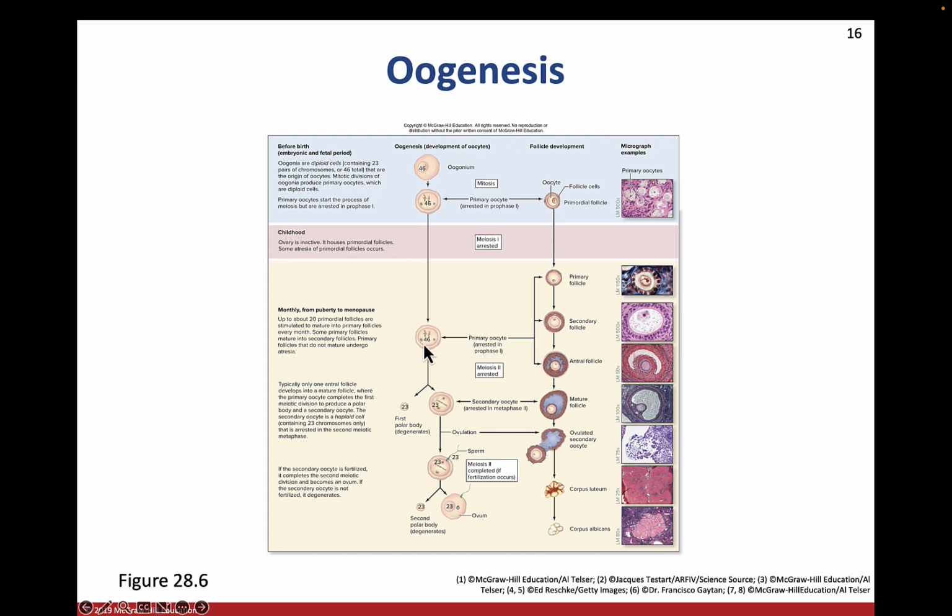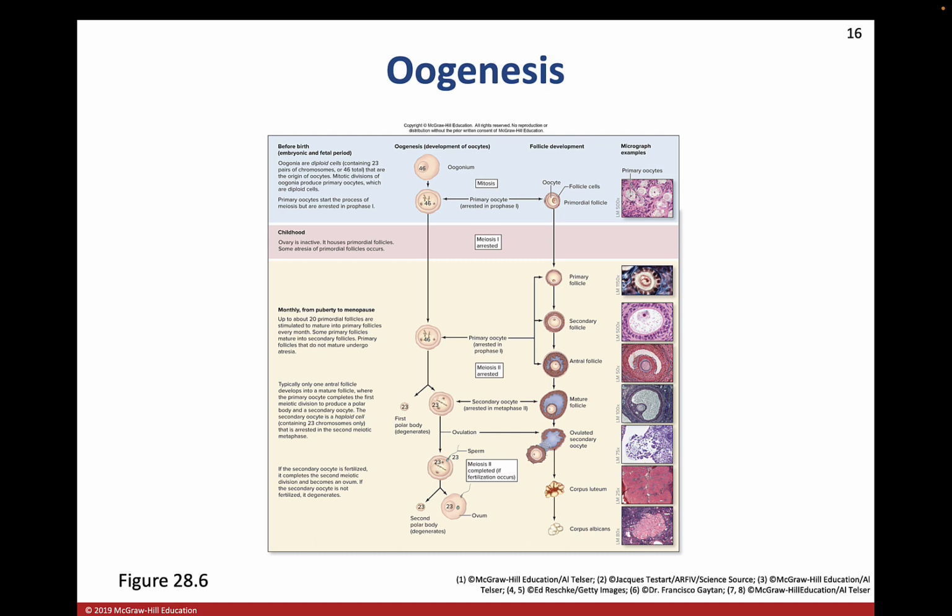We're starting off with that primary oocyte. And remember, this is still diploid. Typically, only one antral follicle develops into a mature follicle where the primary oocyte actually completes the first meiotic division to produce a polar body and a secondary oocyte.